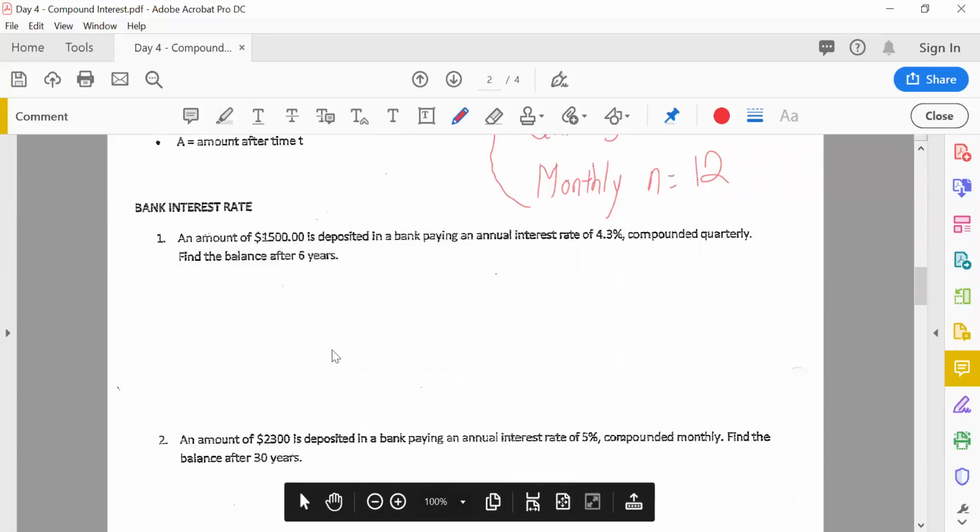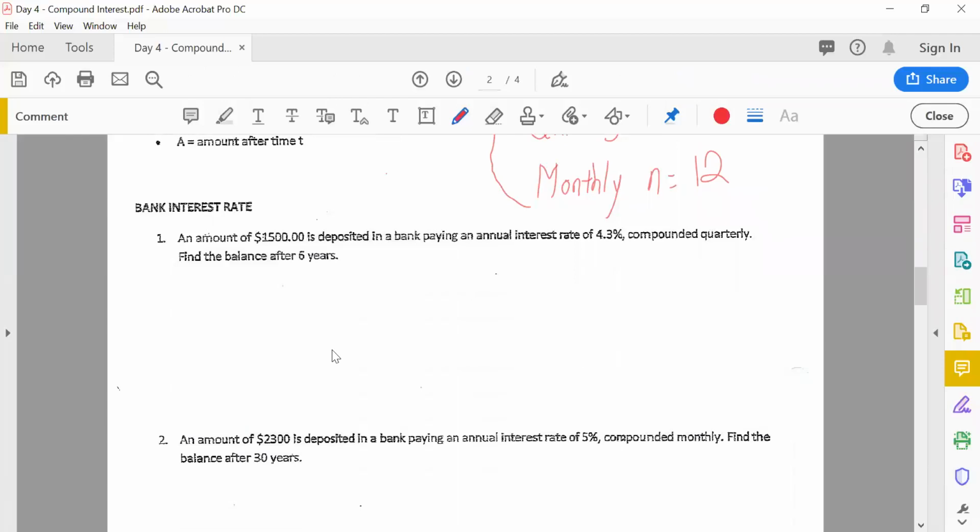So let's get down to the first problem right here. An amount of $1,500 is deposited in a bank paying an annual interest rate of 4.3% compounded quarterly. I'm going to underline the word quarterly. Find the balance after 6 years. So I'm going to write P equals, R equals, N equals, T equals. For every one of these problems, you can do P, R, N, T. The principal, $1,500.